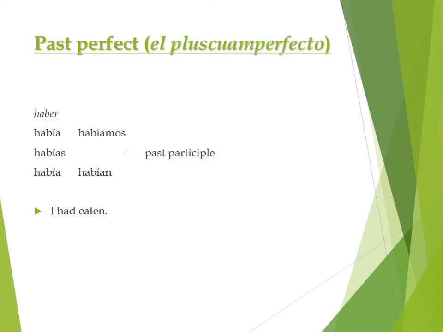I had eaten. ¿Cómo se dice eso en español? Perfecto. Yo había comido. Do I need the yo there? Yes. Había can be I had done, he, she, it had done, usted. Preguntas?